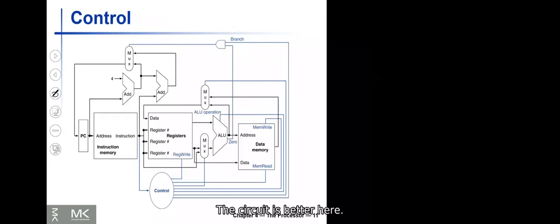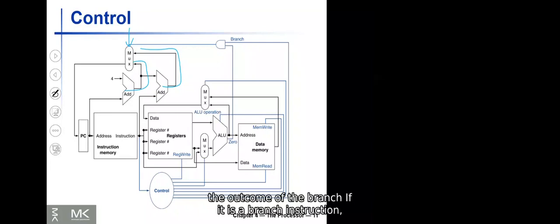So what to do? We put multiplexers. So now the circuit is better. So here, for example, we have calculated the target address here, the PC plus 4 here, and based on the outcome of the branch, which is either taken or not taken, we select. So the select of this multiplexer is coming from the outcome of the branch if it is a branch instruction. If it is not a branch instruction, this selects always 0, so it selects the PC plus 4. But if it is a branch instruction, the select is coming from the outcome of the branch. So this is the select of the multiplexer.